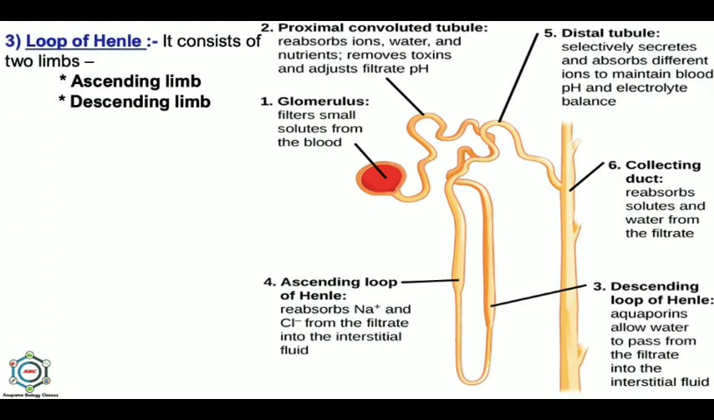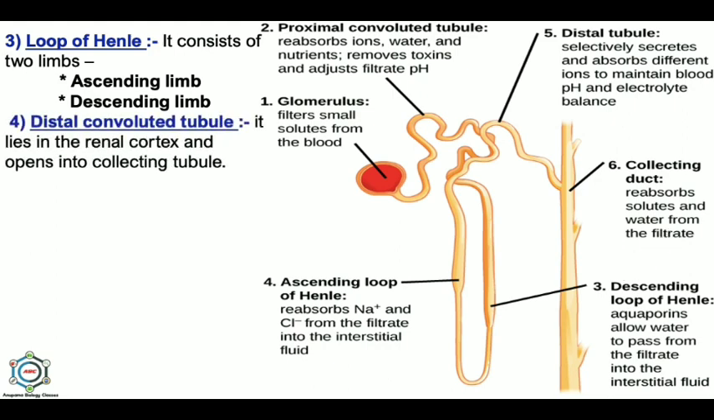Now the loop of Henle, and you know the loop of Henle is a U-shaped structure and it consists of two limbs, ascending limb and descending limb. The descending limb is a continuation of the PCT into the renal medulla, and the ascending limb re-enters the renal cortex and joins the DCT. This is the ascending loop of Henle and this is the descending loop of Henle.